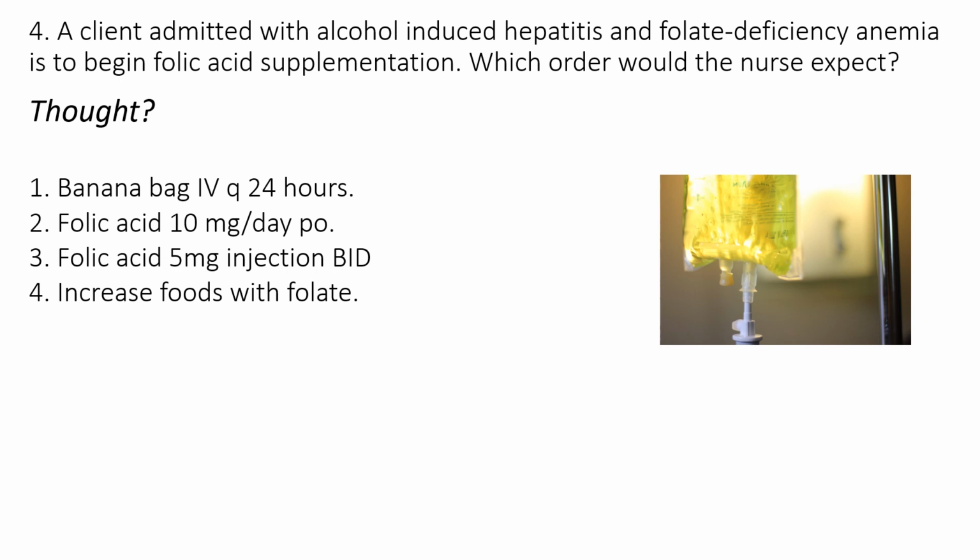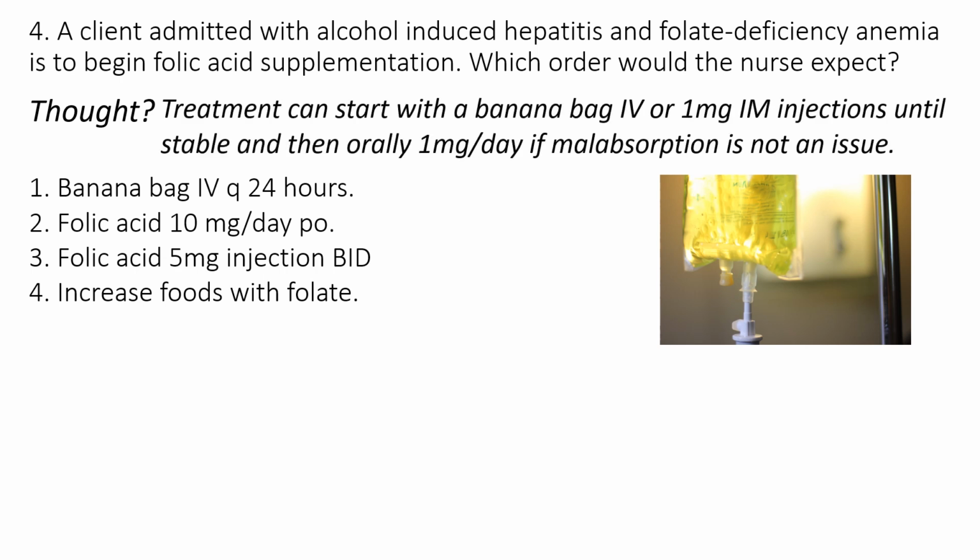So the answer here is number 1. In the question, we have to realize he's pretty acute right now. He also has a hepatitis going on. His folate is deficient. So what would we expect? We would expect an order that would replace that folate pretty quickly and give him back his nutrients. And so the nurse should expect a banana bag or IM injections until the patient is stable.